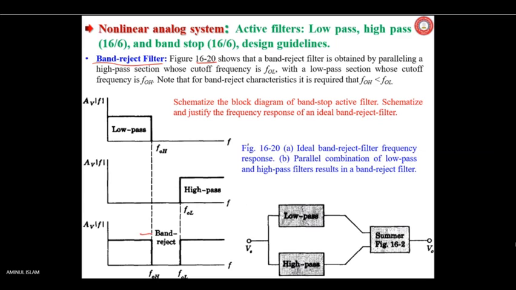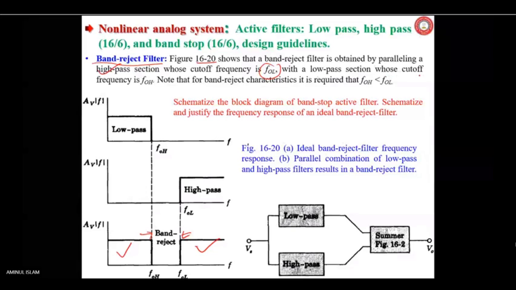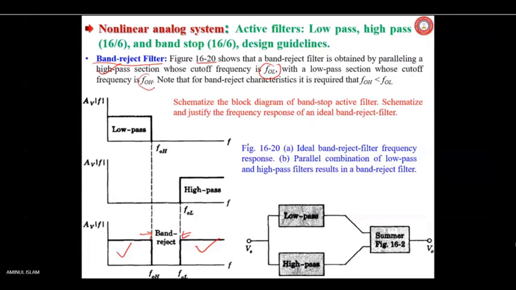Here is the band reject. You see that low frequency is passed, high frequency is also passed, but in between frequency band is rejected. This figure shows that band reject filter is obtained by paralleling a high pass section whose cutoff frequency is FOL with a low pass section whose cutoff frequency is FOH.